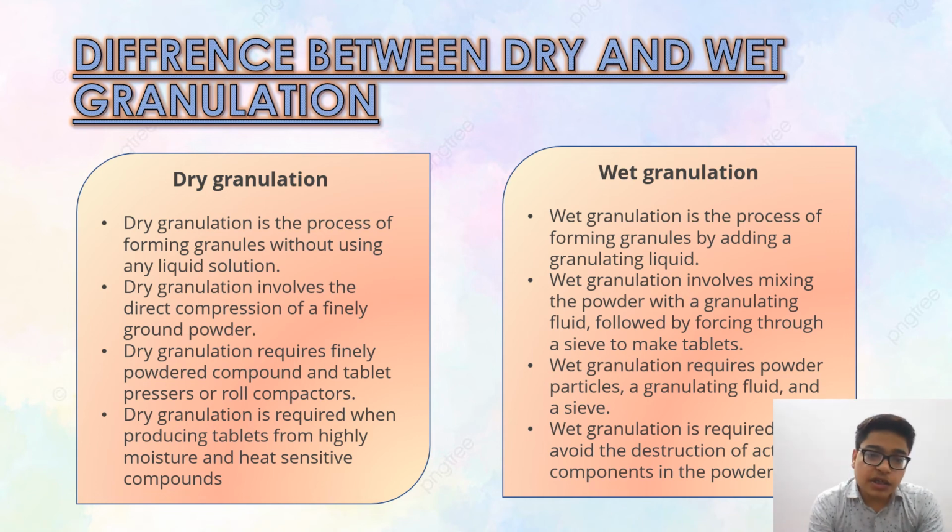Dry granulation requires finely powdered compound and tablet presses or roller compactors. Wet granulation requires powder particles, a granulating fluid and a sieve. Dry granulation is required when producing tablets from highly moisture and heat sensitive compounds, and wet granulation is required to avoid the destruction of active components in the powder.